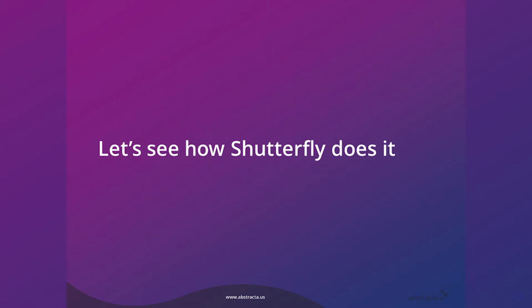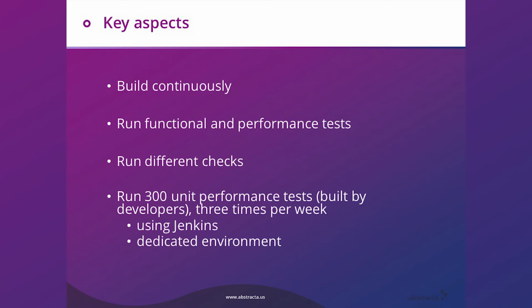And before I leave Melissa to tell you all how Shutterfly is working with this today, I'm going to present some key aspects of Shutterfly's reality. So Shutterfly builds continuously. They run several functional and load tests, some basic regression tests before each commit, and then have full regression tests 2 or 3 times per week, and run acceptance tests before putting a new version in production. And then also different checks with tools like SonarQube, and you can check for security.